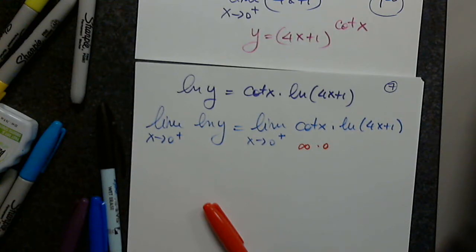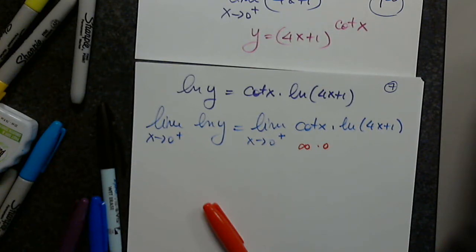One advice: never try to move natural log anywhere. So if you have natural log in the problem like this, do not try to bring it down. It's going to be a total disaster. Do not touch natural log. So then I have to work on the other one. Is there any way I can change cotangent into something else that will make the whole thing a fraction?